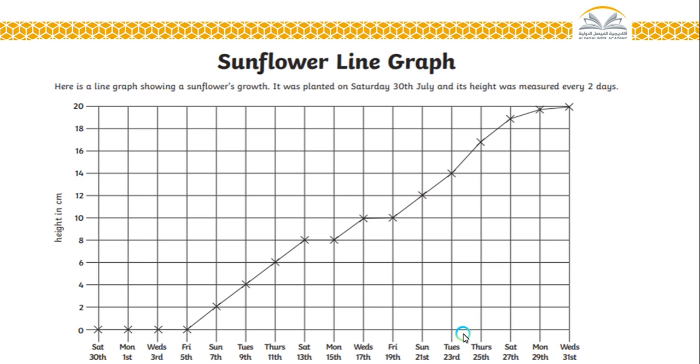This is a line graph, and you can see how it is being plotted. Here is a line graph showing a sunflower's growth. It was planted on Saturday, 30th July, and its height was measured every 2 days. So every 2 days there is a growth in the plant. And these are the values of what has been gotten from the growth of the plant.